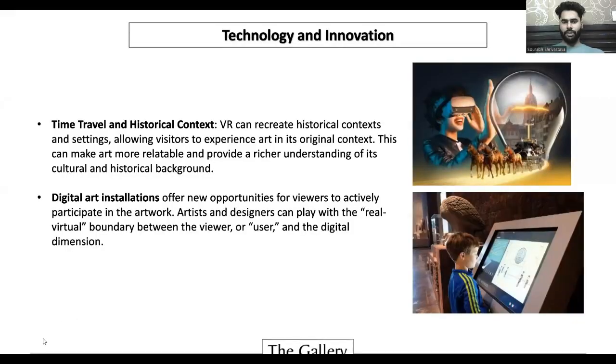Hello, this is Saurabh Srivastava, and I am going to explain the technology and innovation part which we are going to introduce in the art gallery, and this will lead to customer attraction and an increase in the customer footfall in the art gallery.